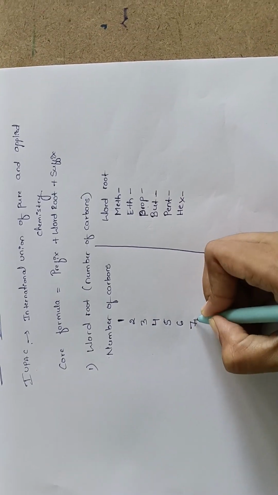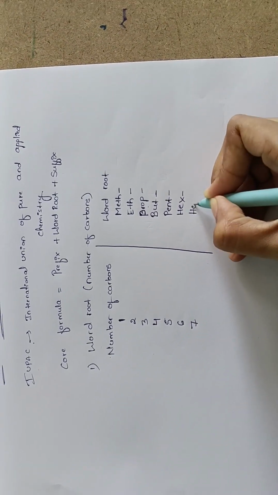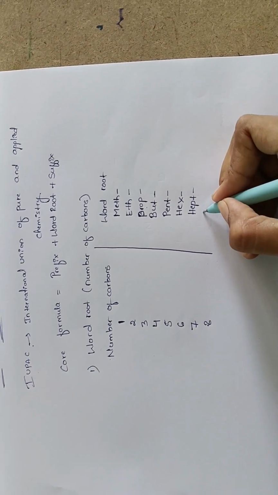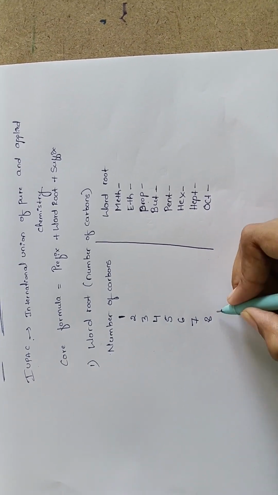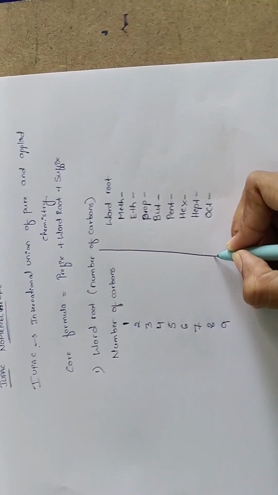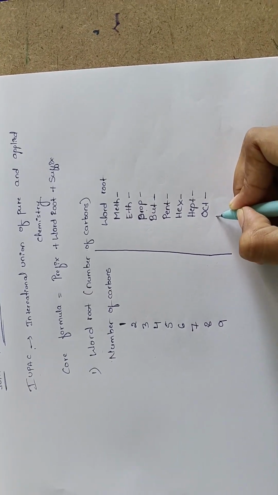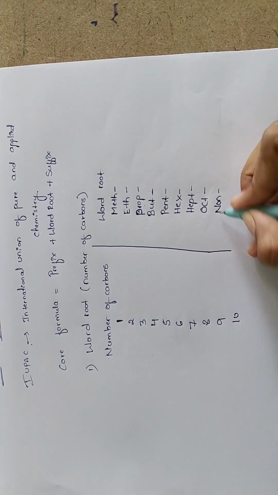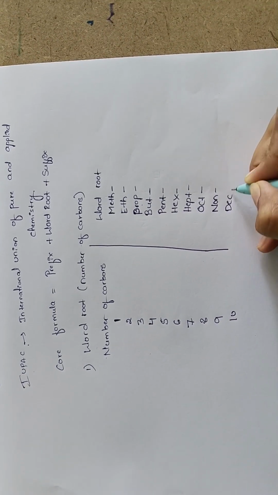Number of carbons 7, the word root is hept. Number of carbons 8, the word root is oct. Number of carbons 9, the word root is non. Number of carbons 10, the word root is dec.